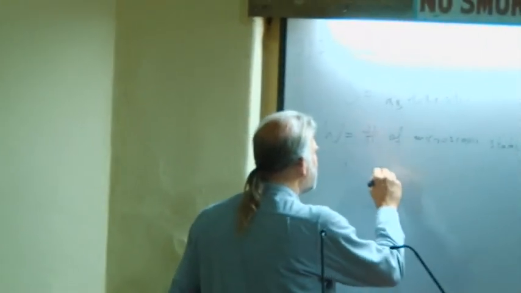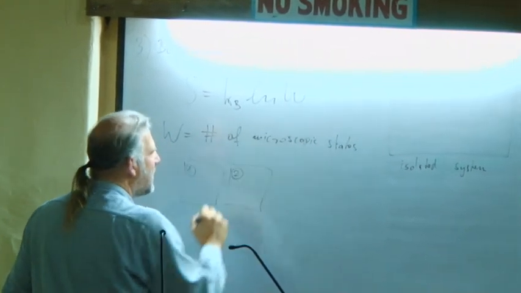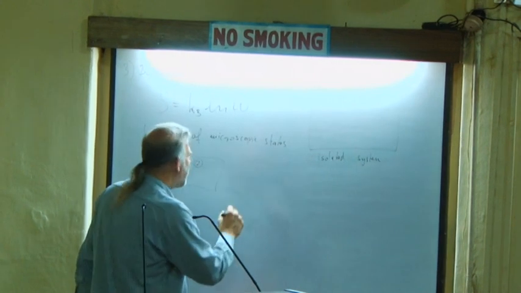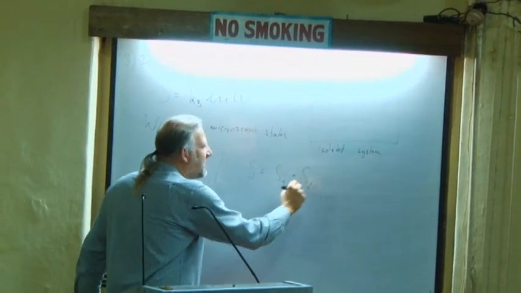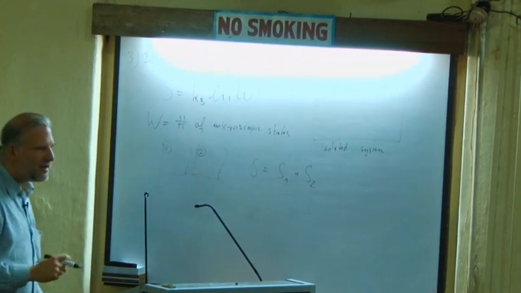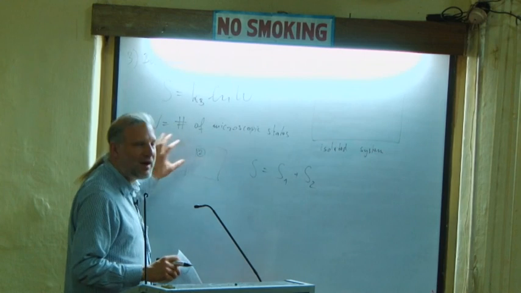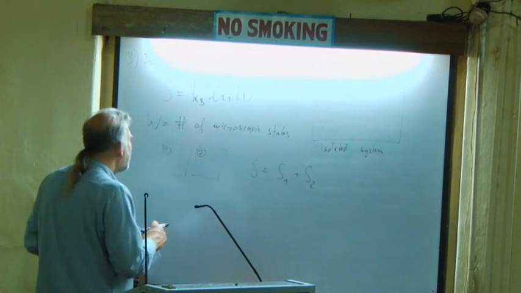Now, why the logarithm? You can motivate the logarithm quite easily, because if you have two systems, 1 plus 2, you would like the entropy to be extensive. That is, the total entropy should be entropy 1 plus entropy 2. Because we have seen entropy is related to the heat content. So if I have two identical systems, I put them together, I should double the entropy.